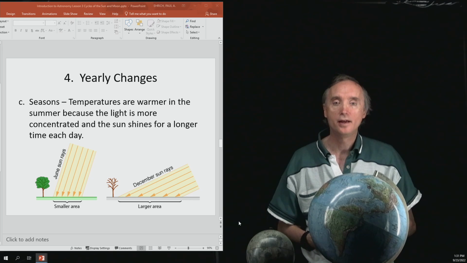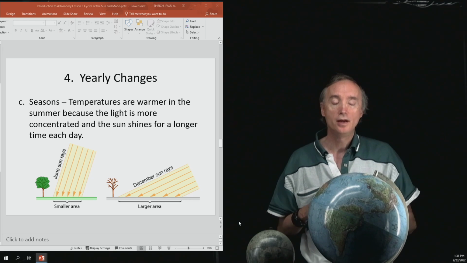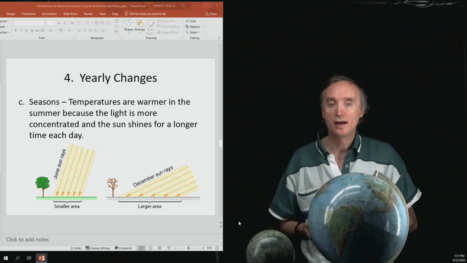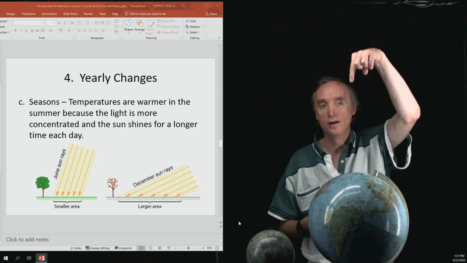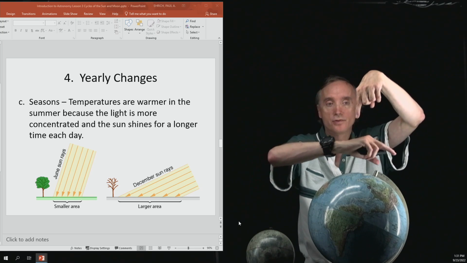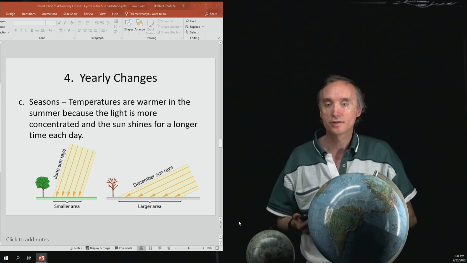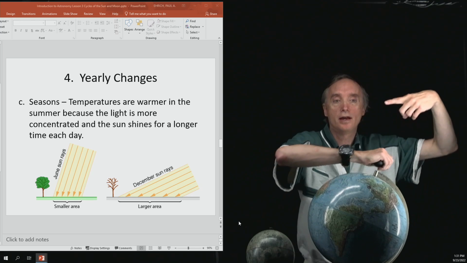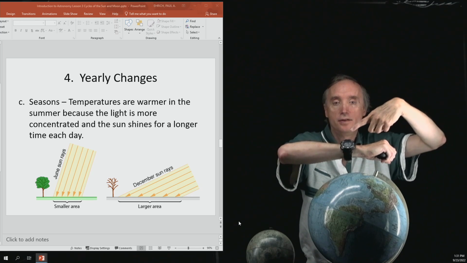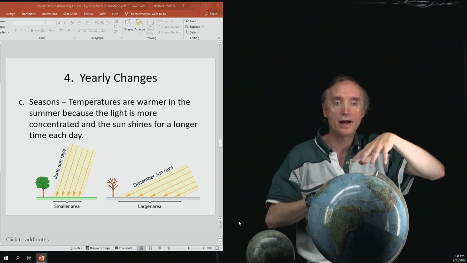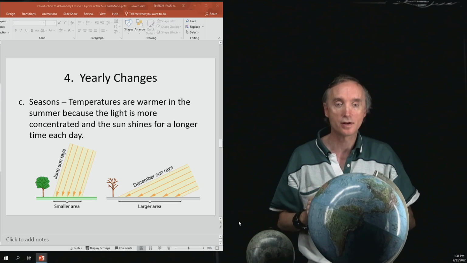Okay, I'm back, and in the previous segment, we have now shown that when the sun's rays are coming in perpendicular to the ground, then the light is going to be more concentrated and it's going to be hotter. And then when the sun's rays are coming in at an angle, the light is more spread out, so it's not going to be as hot.